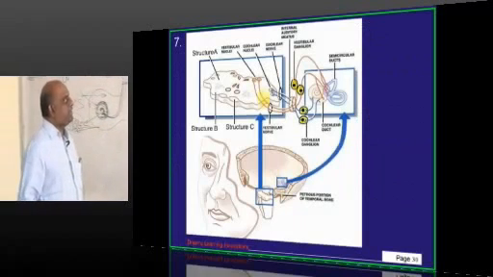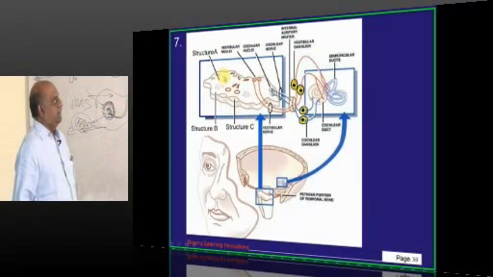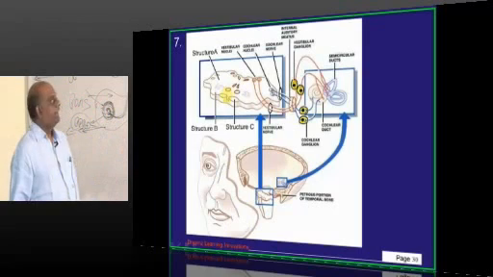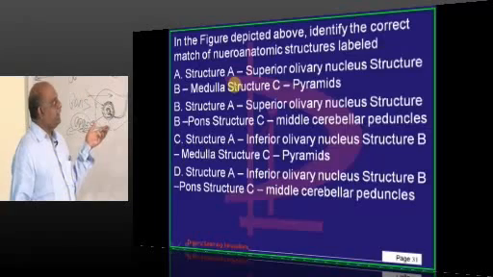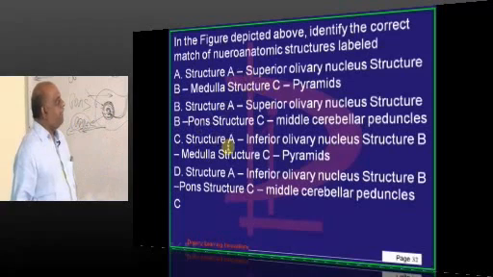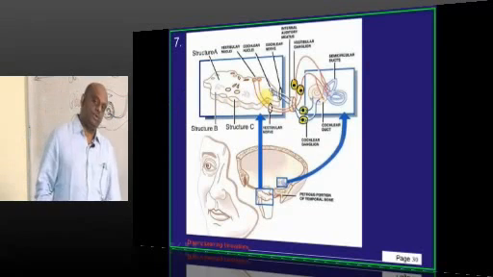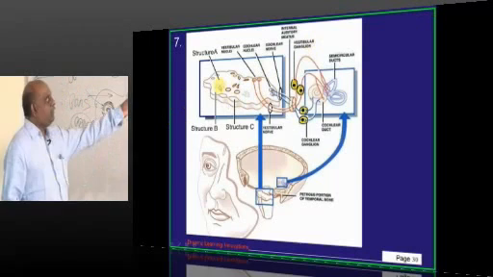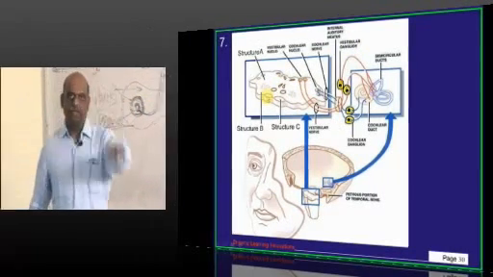Then what are the various structures being shown over here? Fundamentally, based on the clinical features, you know that it is the pontomedullary junction, and structure A is the superior olivary nucleus and inferior olivary nucleus, B is medulla and C is pyramids. Fundamentally, the cut section shown to you is medulla, not pons. So in the medulla you have the inferior olivary nucleus. Now tell me, what is the function of the inferior olivary nucleus?